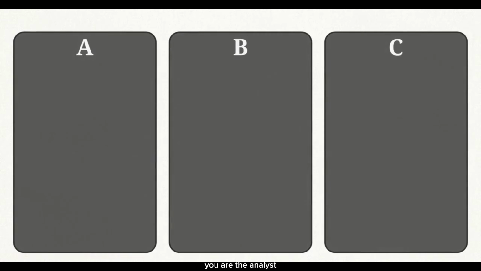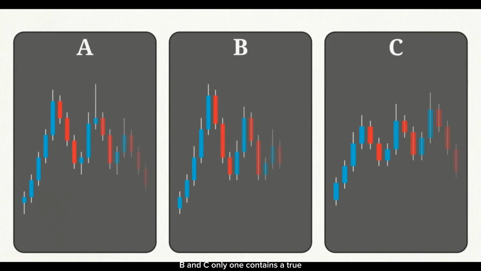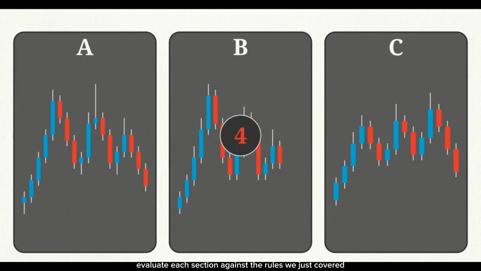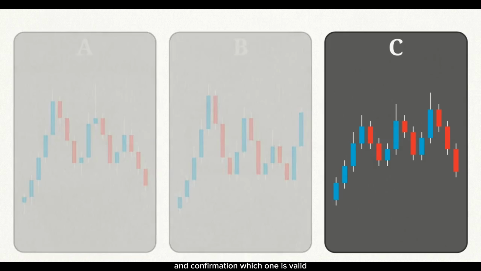You are the analyst. Out of these 3 chart sections on screen, A, B, and C, only one contains a true tradable 3 falling peaks pattern. Pause the video. Evaluate each section against the rules we just covered: proportion, strict descending order, and confirmation. Which one is valid? Let's start with section C. If you trace the tops of these peaks, they are actually moving upward. This invalidates the entire premise. We are looking for failing momentum, not a steady climb.